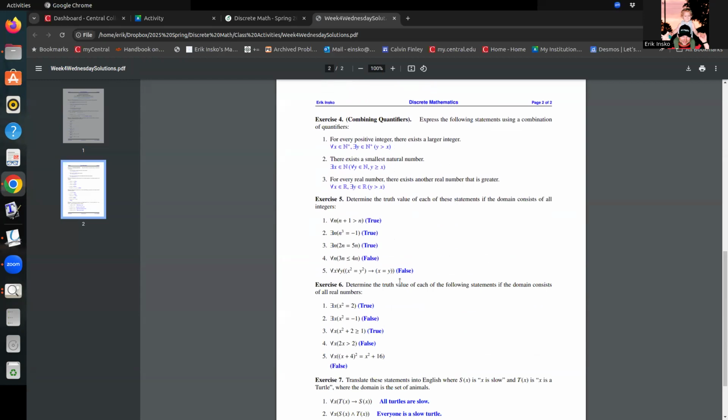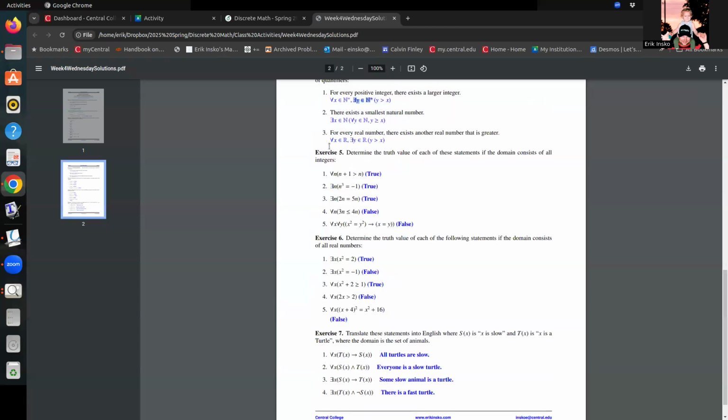Combining quantifiers. Express the following statements using a combination of quantifiers. So, for every positive integer, there exists a larger integer. For every x in the positive integers, there exists a y in the positive integers such that y is greater than x. This is just translating, so hopefully it's clear. For every positive integer, that's this piece right here, there exists another positive integer that's larger.